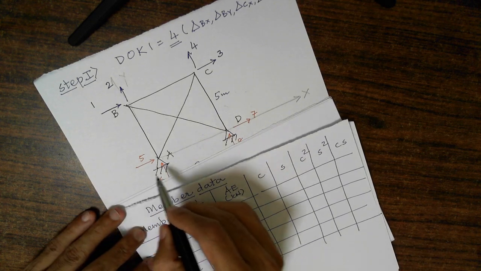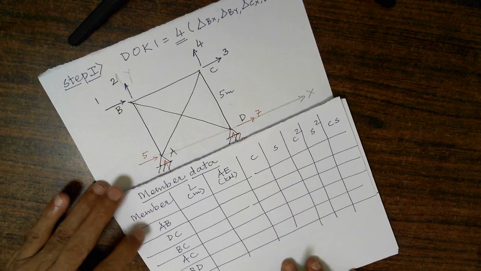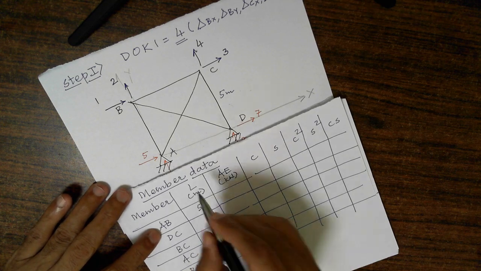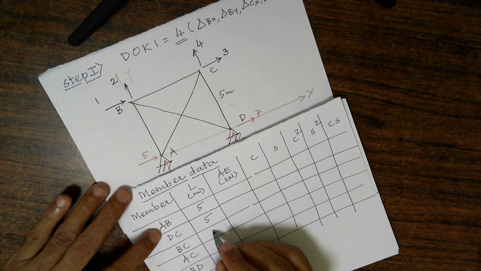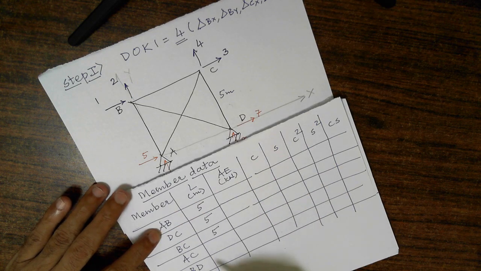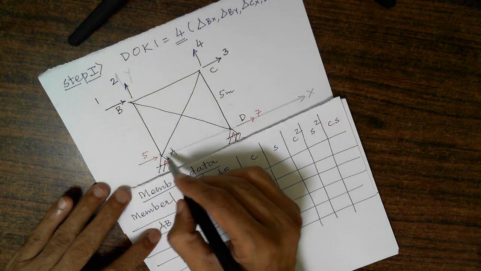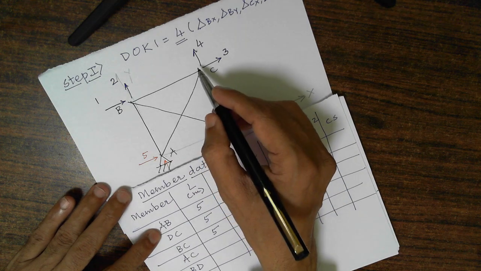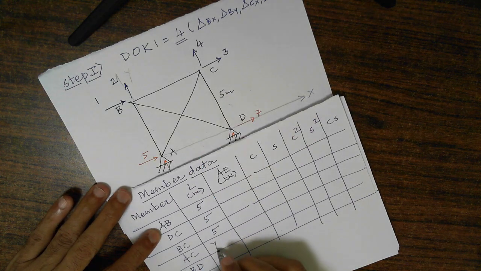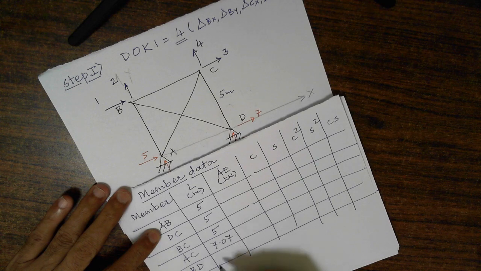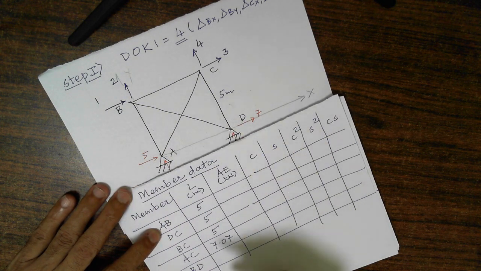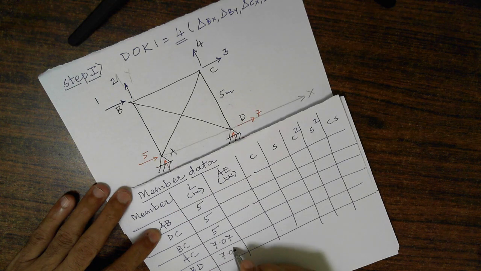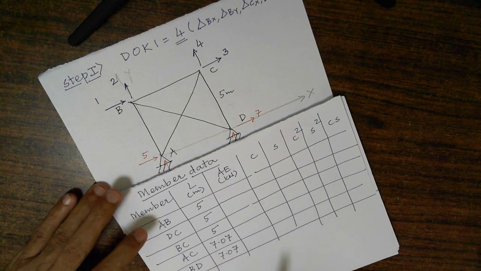Now length of member AB is 5 meters. Length of member DC is also 5 meters. Length of member BC is 5 meters. And length of member AC, I have calculated 5 square plus 5 square, that is square root of 50, that comes out to be 7.07 meters. Similarly, length of member BD, 5 square plus 5 square, square root of 50, that is 7.07 meters. This is how I have calculated the length.